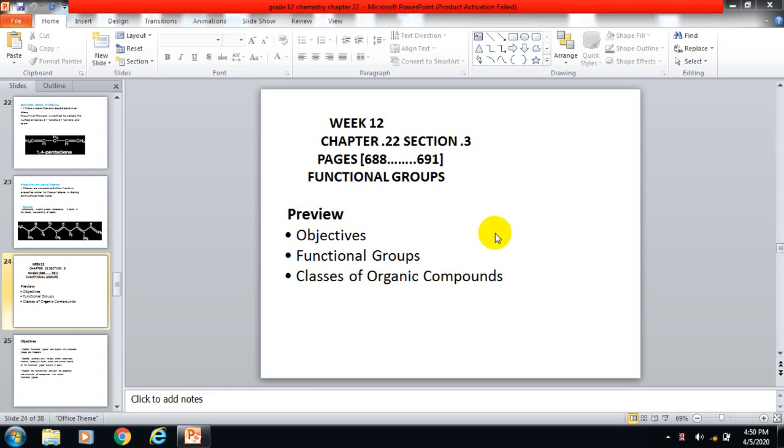From the science department. We have week 12, and in this week we are going to study chapter 22, section 3. This is the new section. Remember, the pages we are going to cover range from 688 to 691.